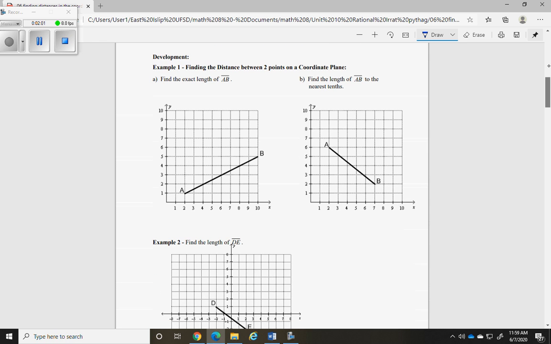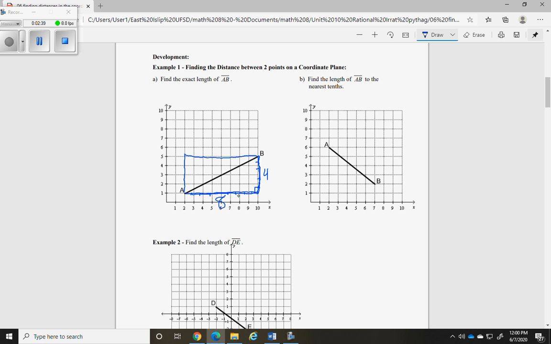But when it's a diagonal line, I can't count how long this line segment AB is because it's not following the lines on the graph paper. So what we like to do is turn this diagonal line into a right triangle. I could draw my right triangle here. I could have also drawn it here. It really doesn't matter. It's the same thing. The length of this horizontal line is 1, 2, 3, 4, 5, 6, 7, 8 boxes long, or 8 units. And this is 1, 2, 3, 4 units long.